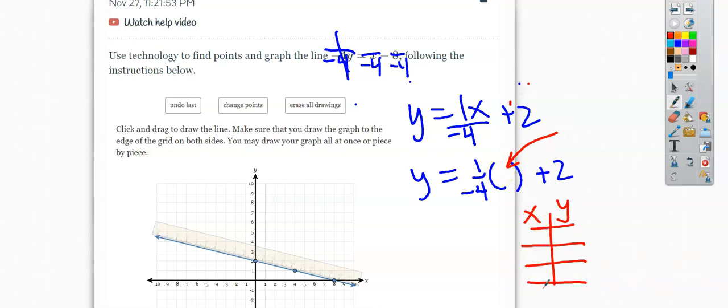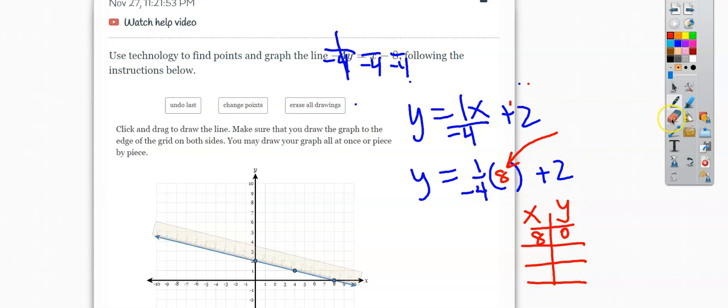That's why you need a calculator. Otherwise, it'll take you a while. So you start randomly picking numbers. Numbers you know that you can evenly times by 1/4. So maybe factors of 4, like 8. Right? I can pick 8. So 1 times 8 is 8. 8 divided by negative 4 is negative 2. Negative 2 plus 2 is 0.